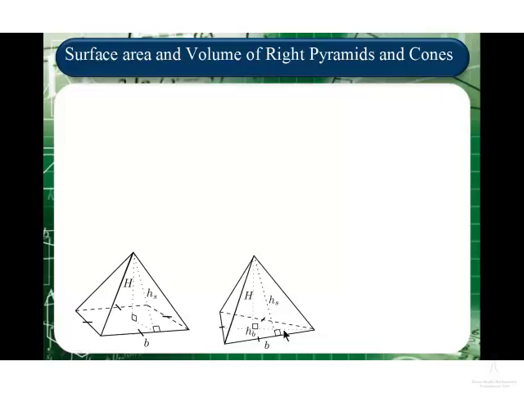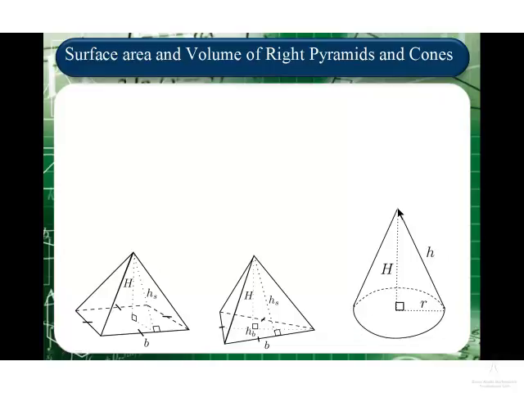Similarly, we have a right pyramid where the base is an equilateral triangle as indicated, and in particular a special case where the base is a circle and we have the slanted side tapering off to the apex.